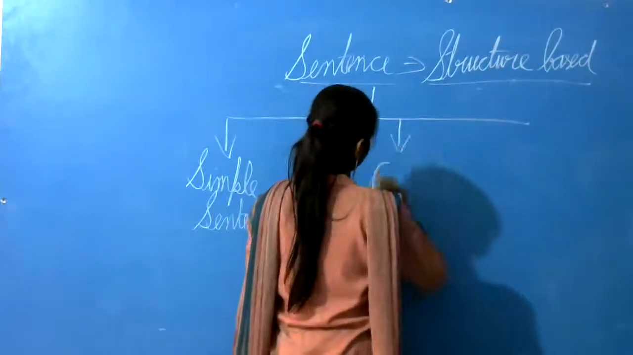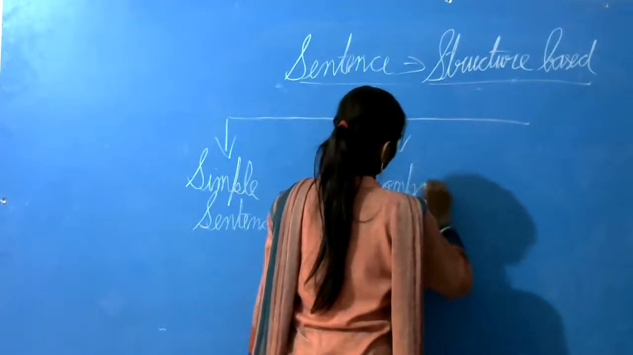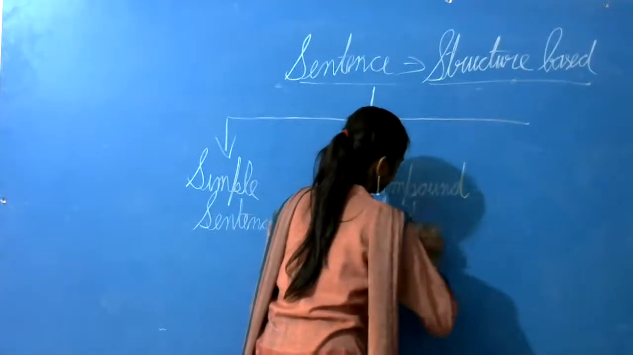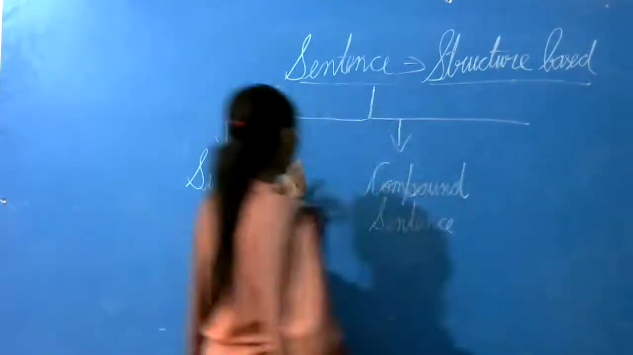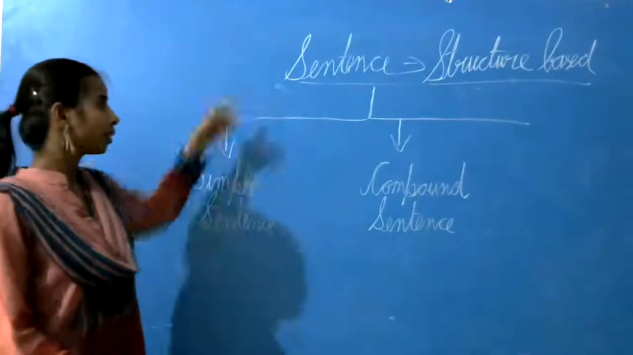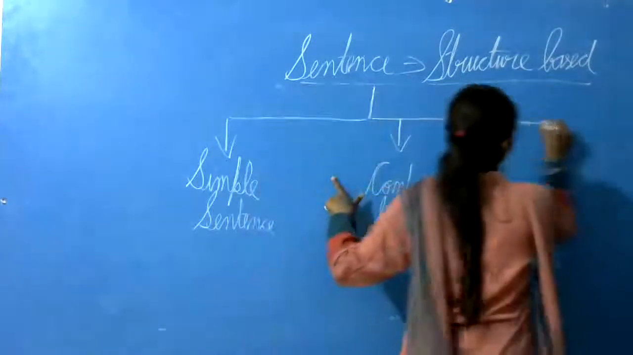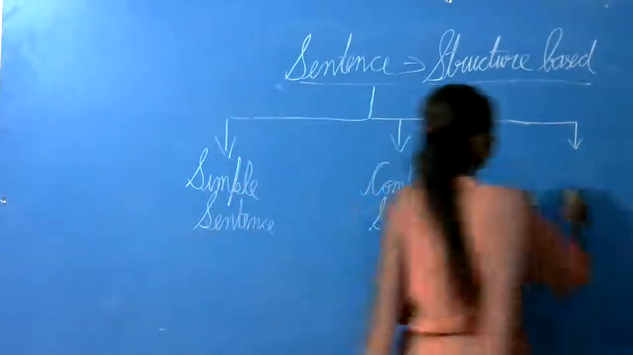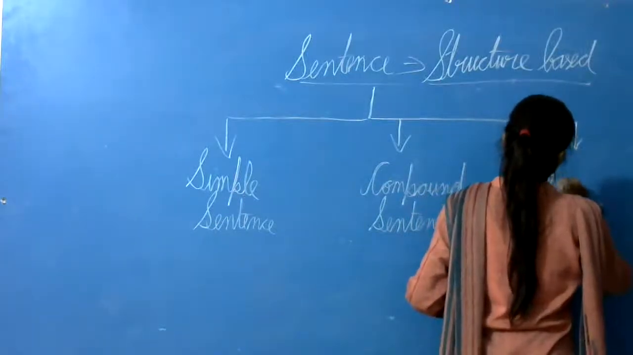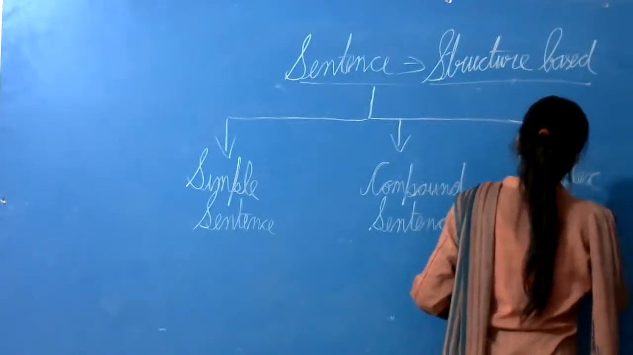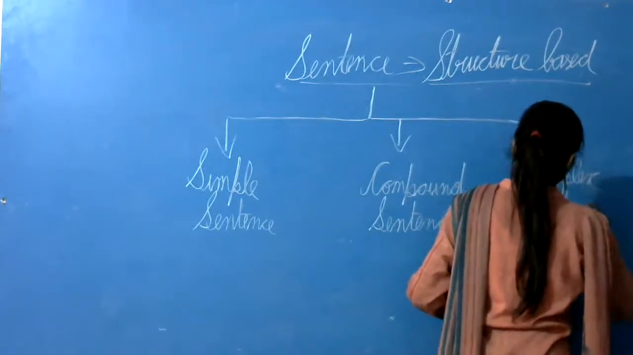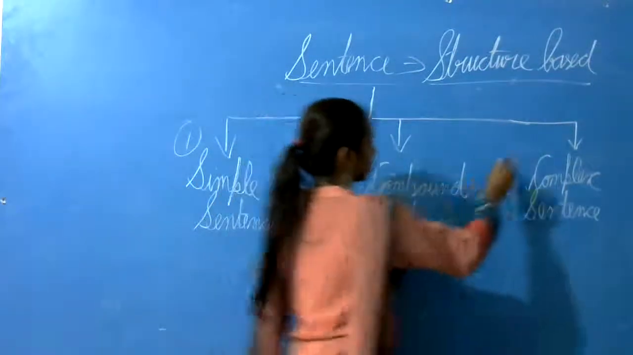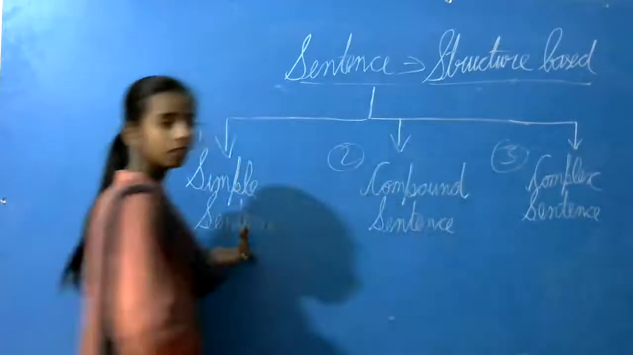Second one is compound sentence. Everyone knows the definition of sentence. Today we will learn a new kind of definition. Structure based sentences are divided into three parts. First one is simple sentence, second one is compound sentence, and third one is complex sentence. Okay, class 7 students? Complex sentence. So these are the three types of sentences based upon their structure.